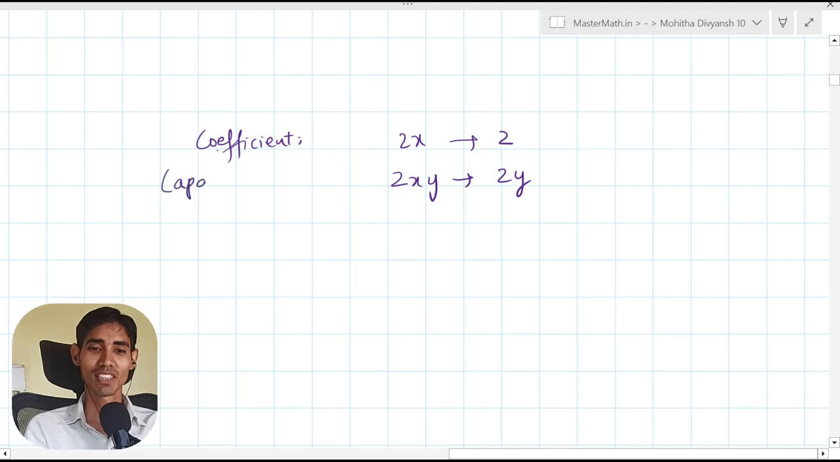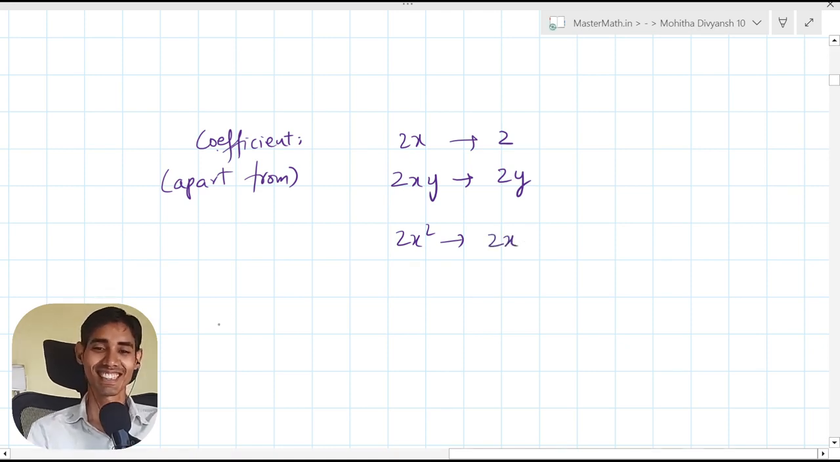The definition of coefficient is, I mean, I made this up, but whatever: apart from the variable that we are focusing on, everything apart from that is the coefficient. So for y, it would be 2x. For x, it is 2y. 2y is the coefficient. It's not unrelated to the number, just the numbers. You can have a variable also. What is the coefficient of x? 2x. Okay, you got it. So this is coefficient.